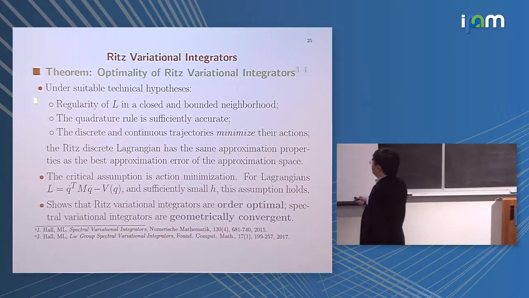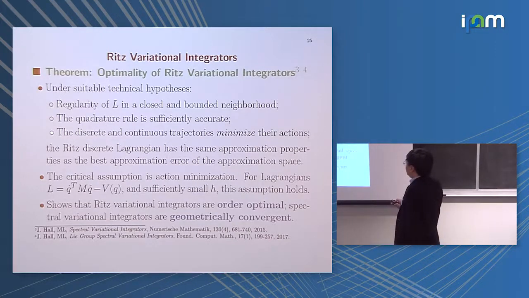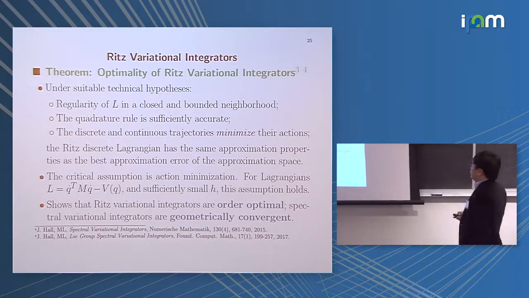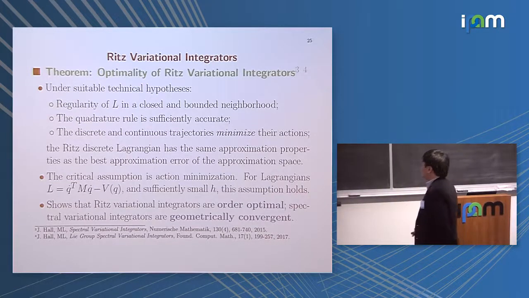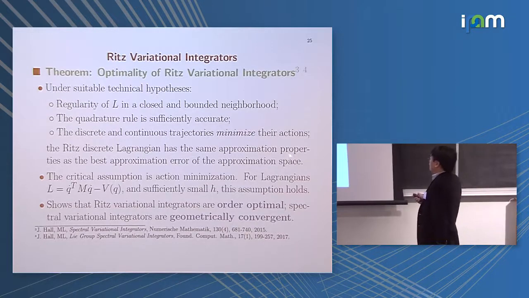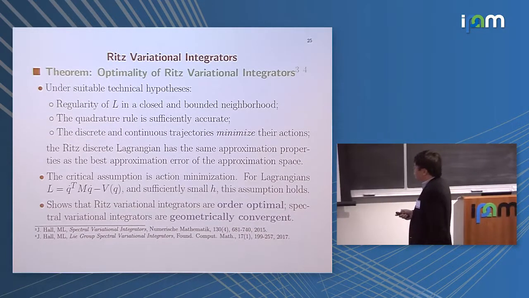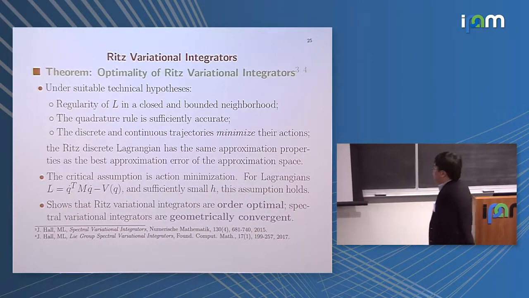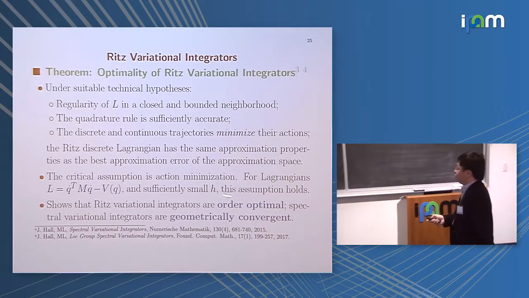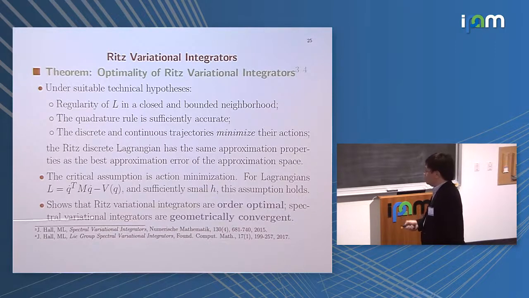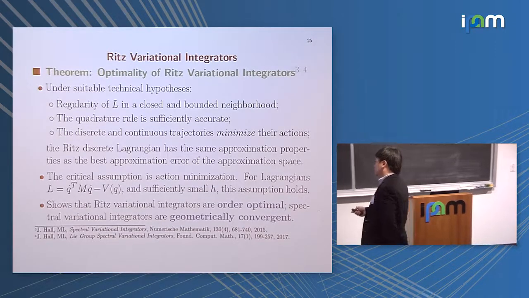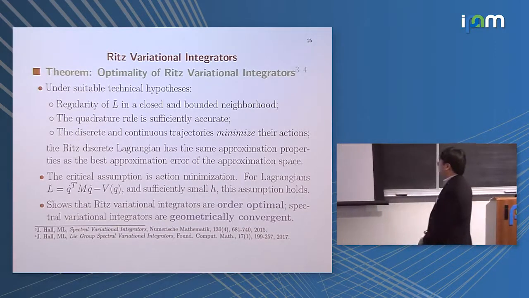And there are some fairly standard regularity assumptions. The one which is a little bit non-standard is the assumption that the discrete and continuous trajectories minimize, as opposed to just extremizing, their actions. So that requires a little bit of work. But for Lagrangians of this sort of quadratic minus potential form, and for sufficiently small h, this assumption can be shown to hold. And then the methods which you construct from these are order optimal.